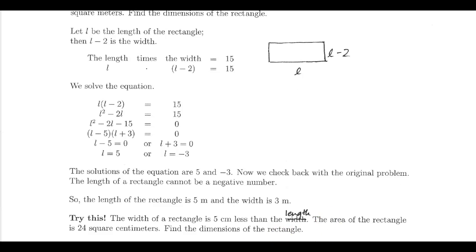Okay, so at the bottom of the screen here we have a try this problem, and on your sheet this should be corrected. The width of a rectangle is 5 centimeters less than the length. The area of the rectangle is 24 square centimeters. Find the dimensions of the rectangle. So pause this video, try this problem out, and then come back to look at the solution.